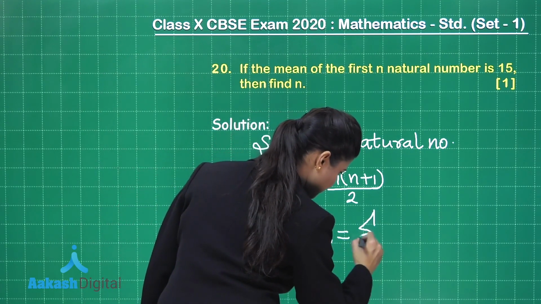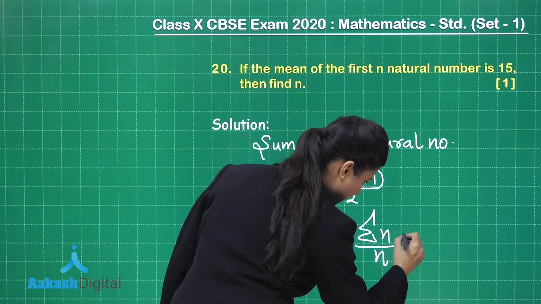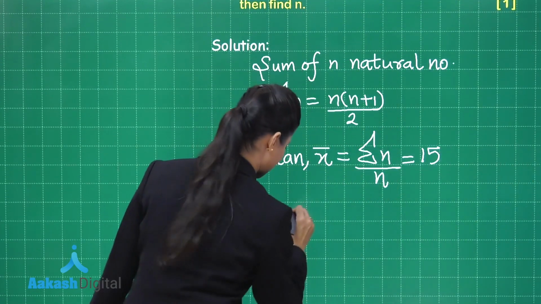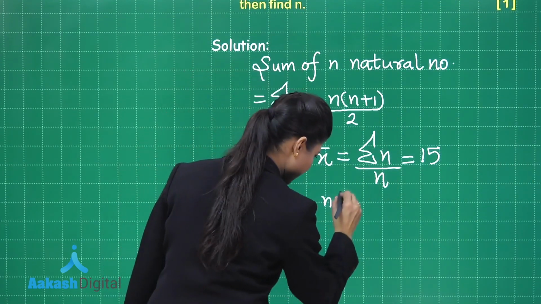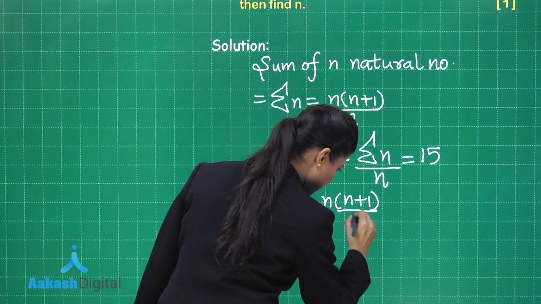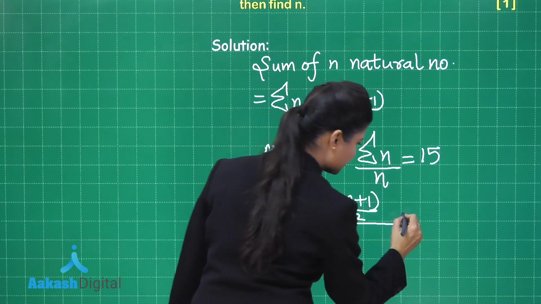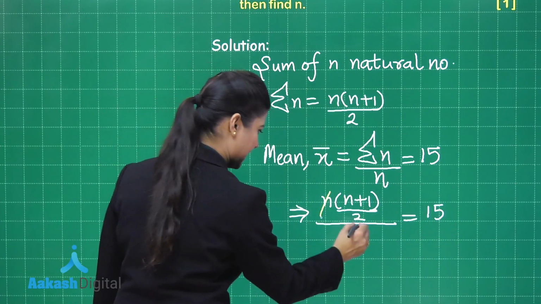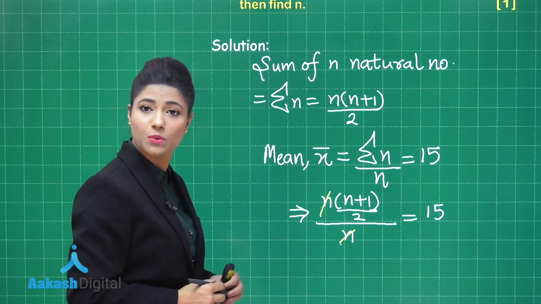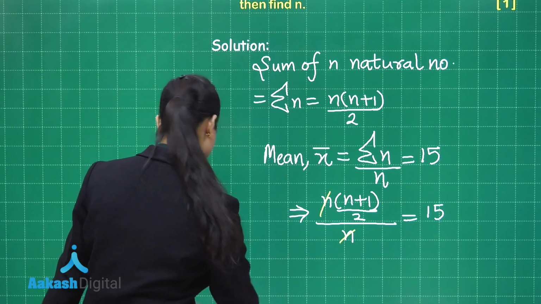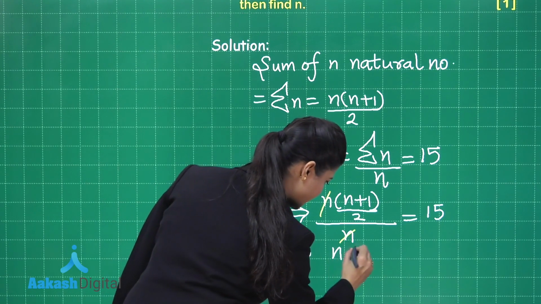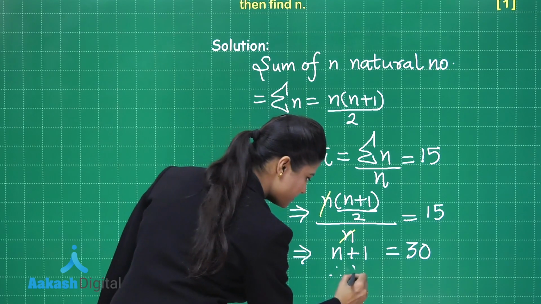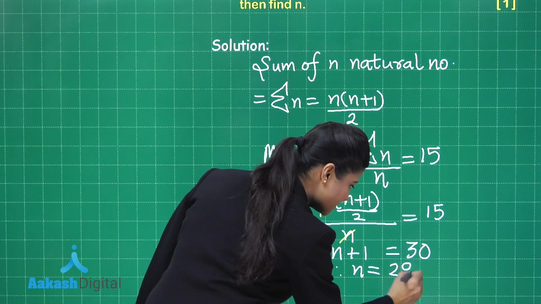So in this case, mean will be equal to sigma n upon n, and it has been given that mean is equal to 15. So we can put here the value of sigma n, that is n into n plus 1 whole by 2, whole upon n, because number of numbers involved here is n. So you can observe here n gets cancelled, and here I am left with n plus 1 upon 2 equal to 15. You can write back this equation and simplify it. That results n plus 1 equal to 15 into 2, 30. And on further simplification, it results here n is equal to 30 minus 1, 29.